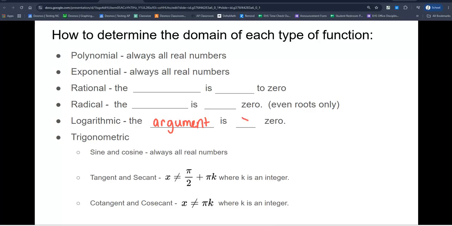The argument must be greater than 0, not greater than or equal to. You cannot take the log of 0. So this may look like f of x equals natural log of x minus 4. And so the argument would be, in this case, x minus 4. It's that stuff inside of the log.